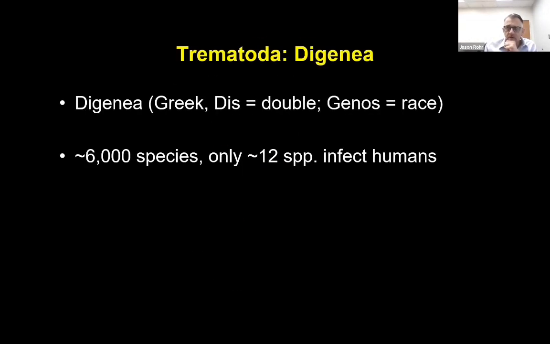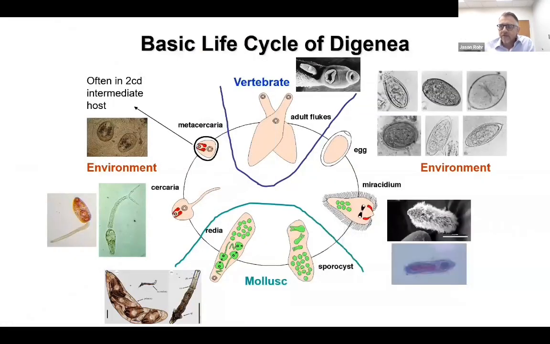So the schistosomes are within Digenea. About 6,000 species, and only about 12 of those species infect humans. And this is the general life cycle of digeneids. So they have sexual reproduction in a vertebrate host. So this is human schistosomes. That's the male and the female schistosome there.